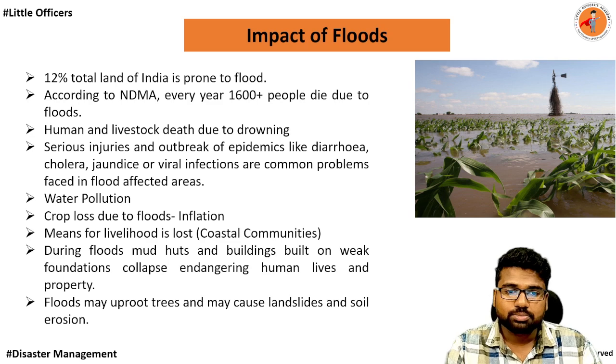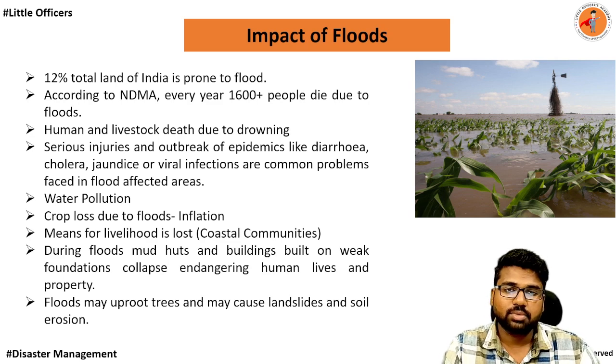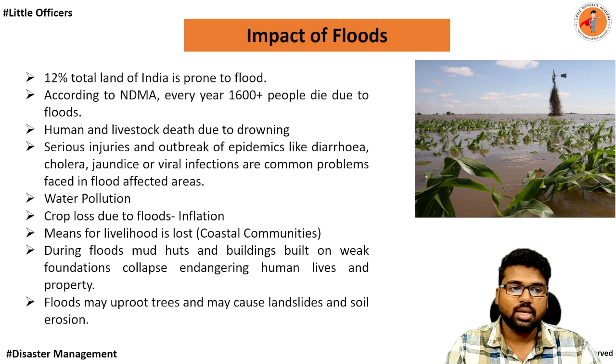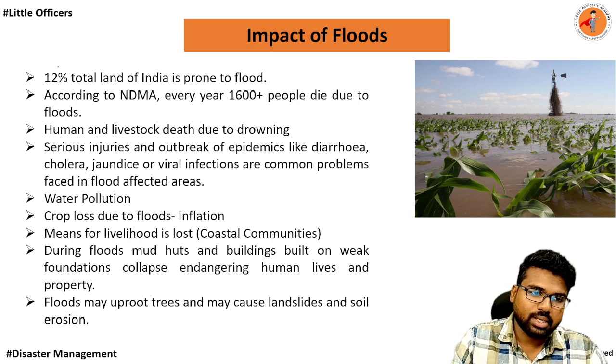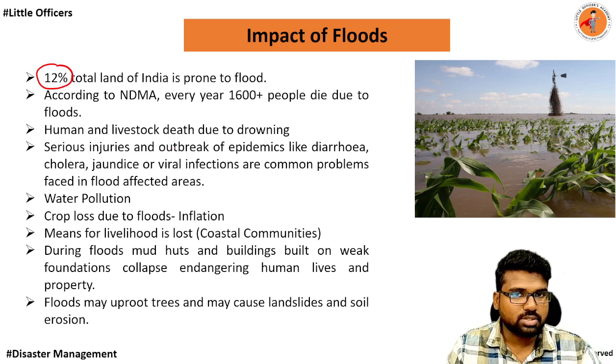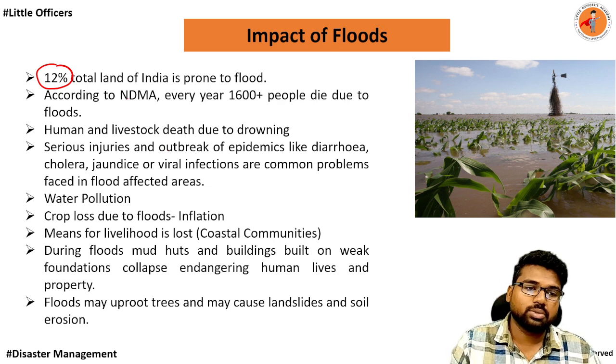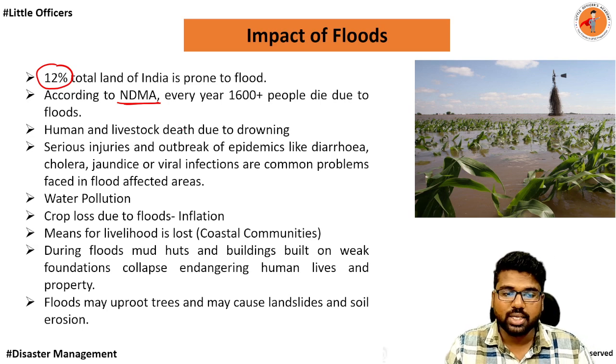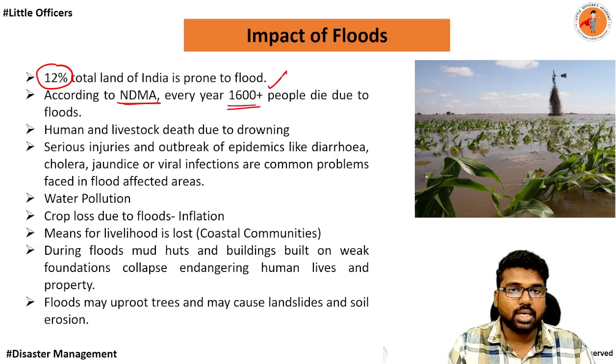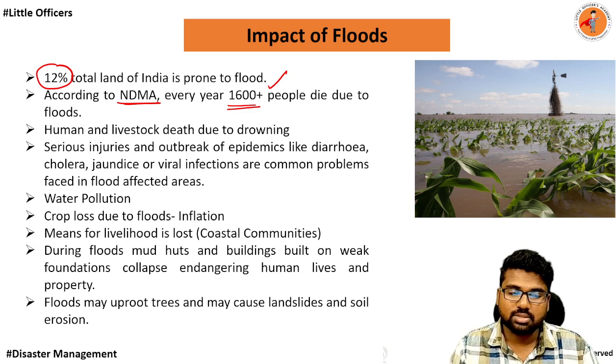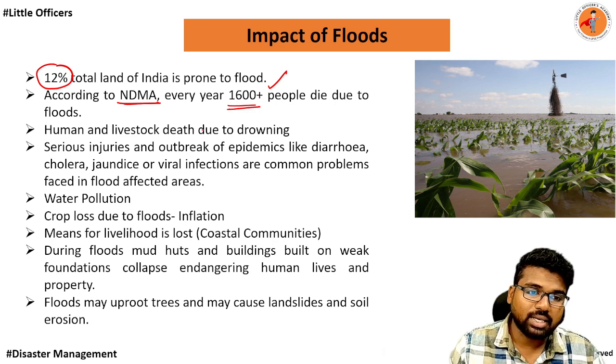Okay, now what is the impact, or what are the consequences of floods? See, almost 12% of India's land is prone to floods, and that means the frequency is very, very high. And according to the National Disaster Management Authority, every year almost 1600 plus people die due to floods. When they are submerged or stuck in the floods, these kinds of deaths are high. And human and livestock death due to drowning, crop damage.